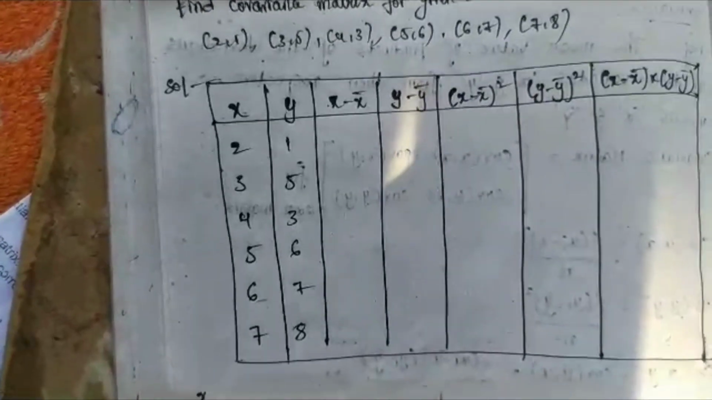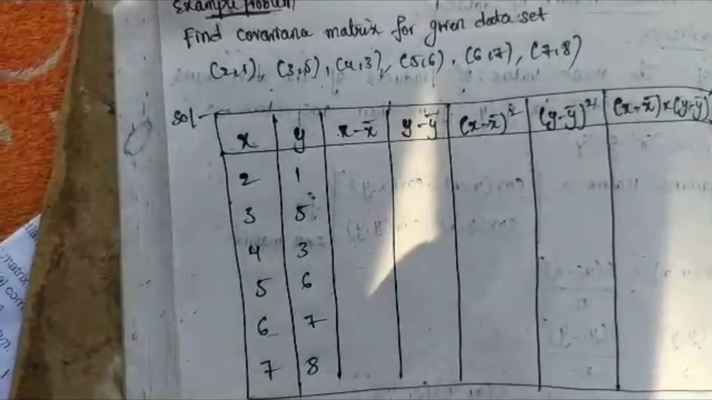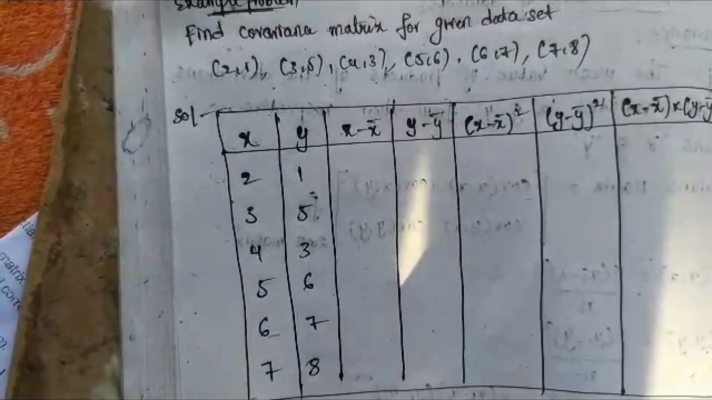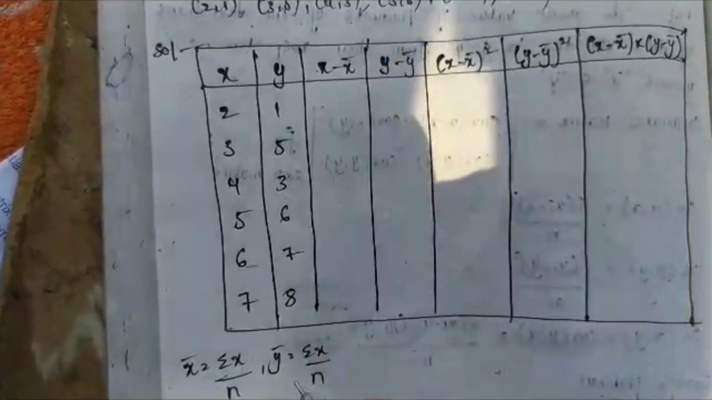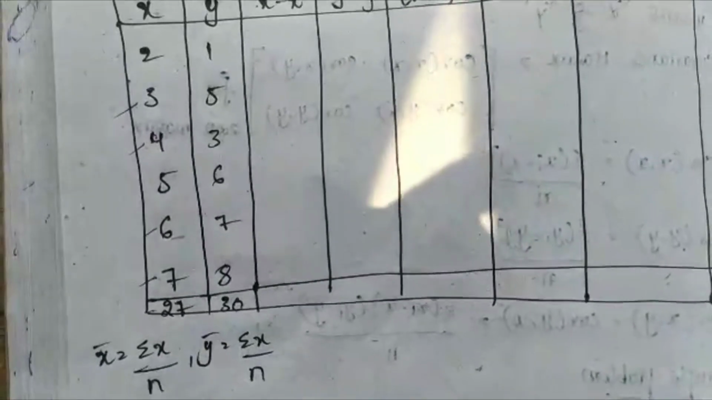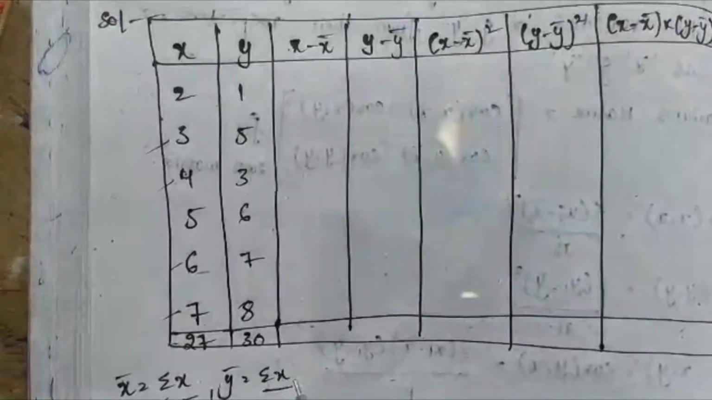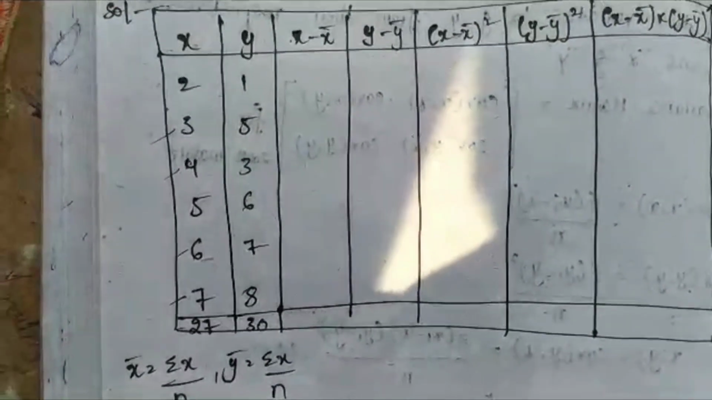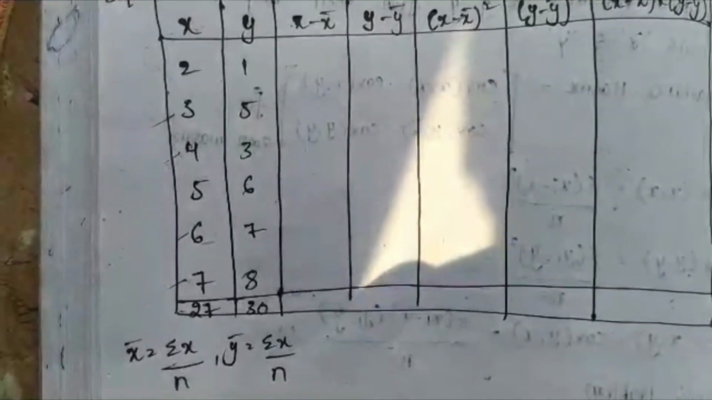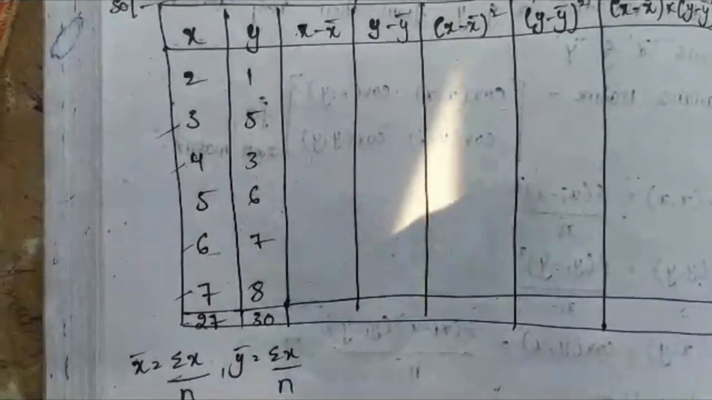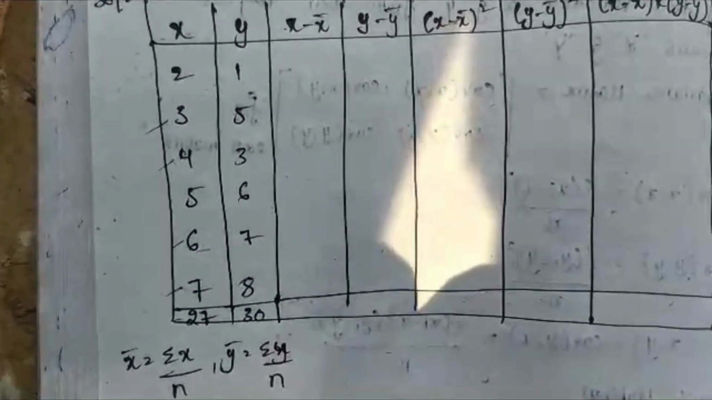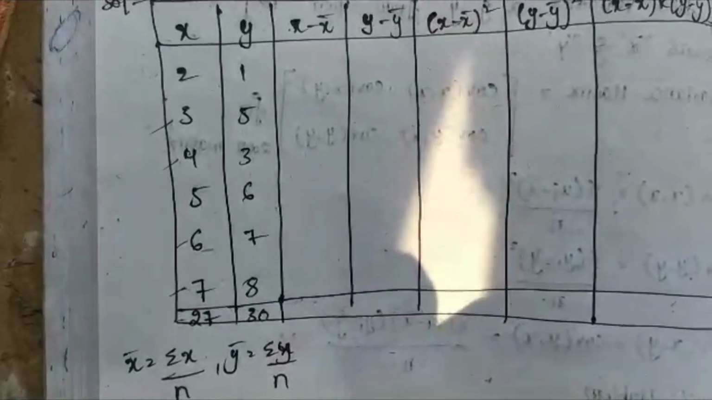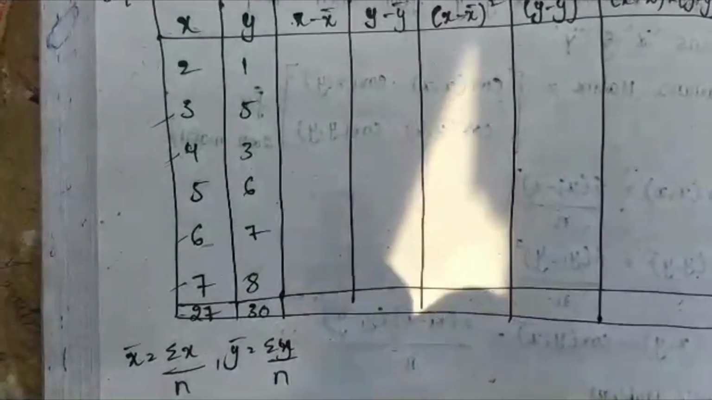Here to find x bar, we use the formula summation x by n, and to find y bar, we use the formula summation y by n. Here the summation x value is 27, and the number of variables is 6. So x bar equals 27 by 6, which means 3.5. Where y bar equals summation y, which is 30, by the number of variables 6. Y bar equals 5. Here x bar equals 4.5, y bar equals 5.